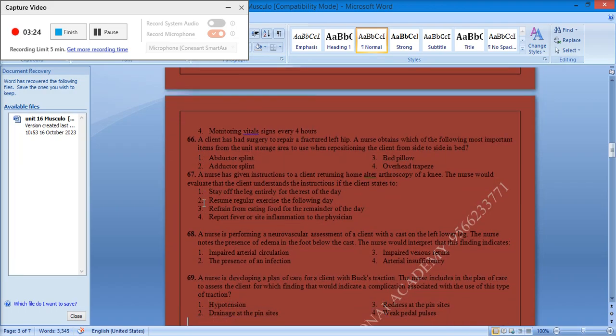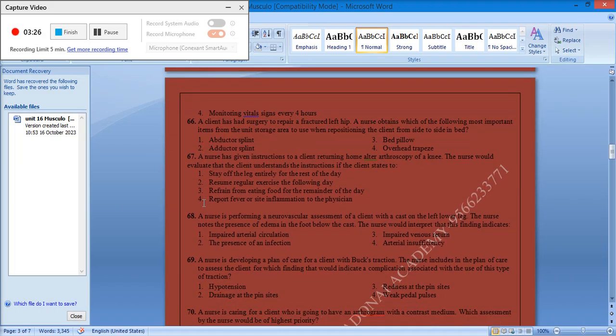66. A client has had surgery to repair a fractured left hip. A nurse obtains which of the following most important items from the unit storage area to use when repositioning the client from side to side in bed? 1. Abductor splint. 2. Adductor splint. 3. Bed pillow. 4. Overhead trapeze. The correct answer is 1. Abductor splint.